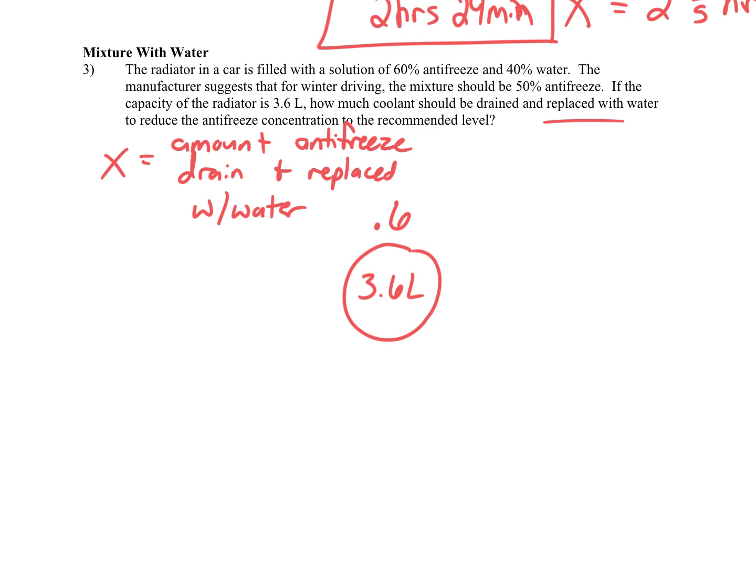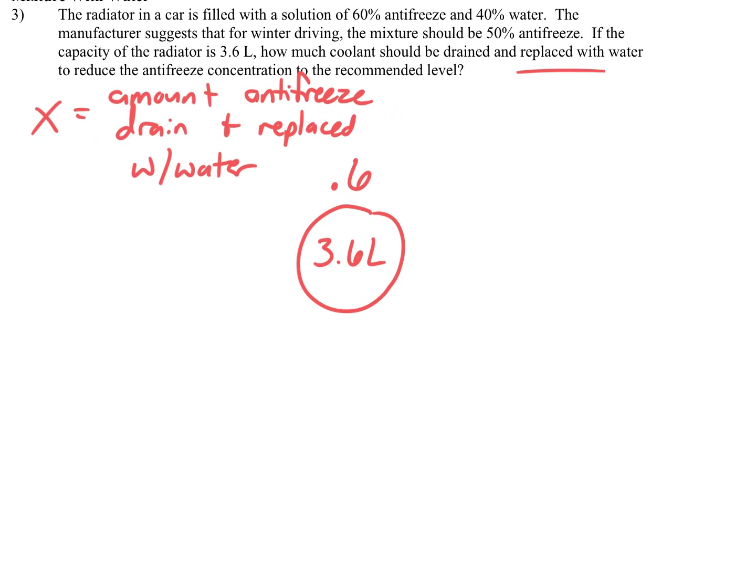Okay. We are subtracting from this, right? We're taking away. Okay, and how much are we taking away? X. We don't know, so we call it X. And this is also 60%, right? Because our original solution was 60% antifreeze. We're taking X amount away from that, and we're adding in the same amount, right? We're adding in X amount of liters, but when we add that in, we're replacing it with water, right? What percent antifreeze is water? 0. So we're adding in a 0% solution.